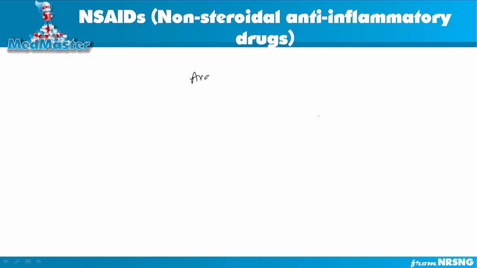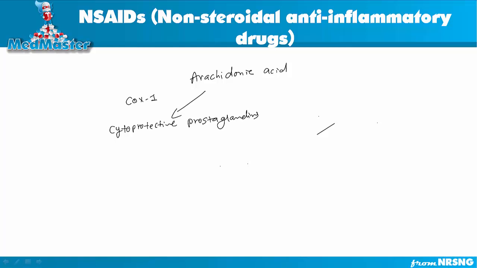So we have arachidonic acid in the body, which is often converted into cytoprotective prostaglandins in our body by COX-1. Now, what is COX-1? COX is the cyclooxygenase enzyme.